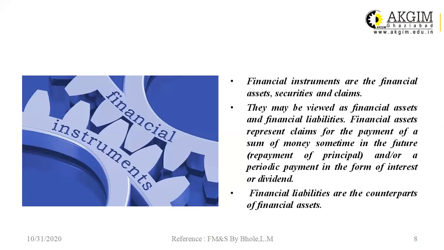Next one is the hybrid instruments. Hybrid instruments are those instruments which have both the features of equity and debenture. Examples are convertible debentures. Convertible debentures are those debentures which can be converted into equity after a certain period of time. First, they come under the category of debt capital. After that, they can transfer to equity.